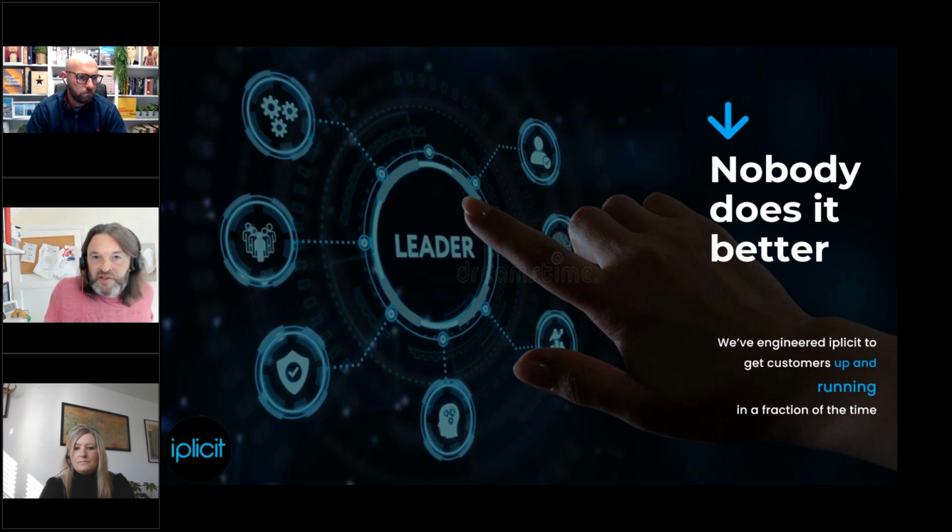So the way that we've designed iplicit, because we started with effectively a blank page, we built iplicit from the ground up with the thought in mind of getting customers up and running in a fraction of the time that it took us on other finance systems over the years. So taking all those frustrations we had when implementing different systems, we've built iplicit to eliminate as many of those as we can.